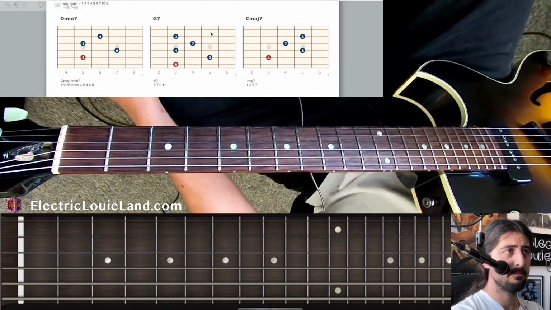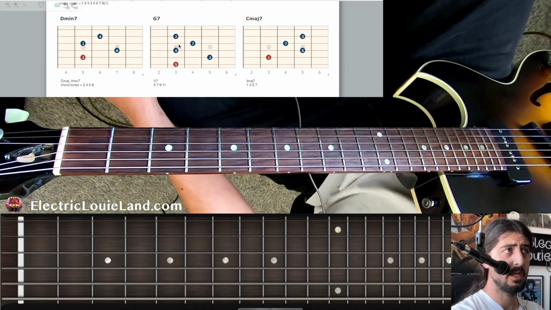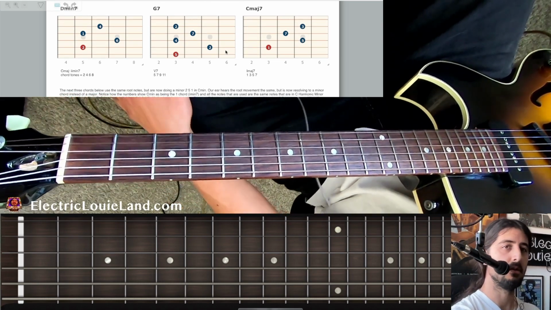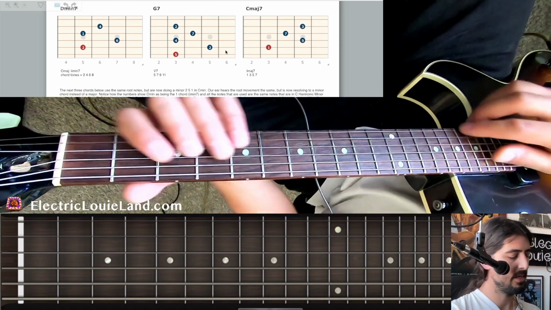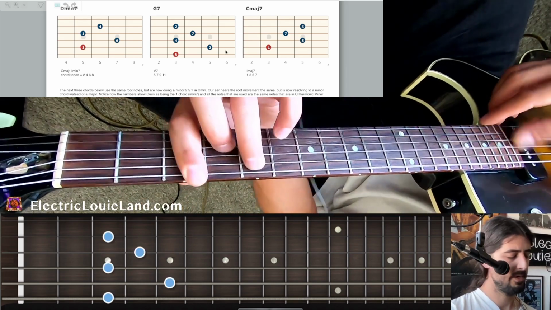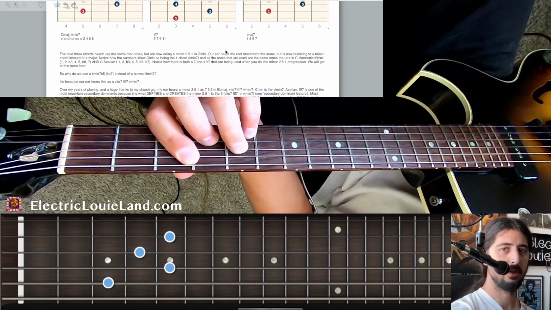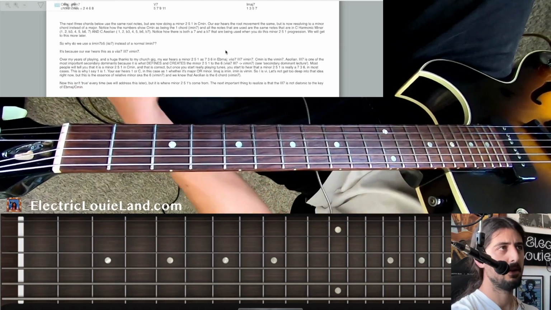Remember, 2 5 1s are diatonic to our key. It's the 2, the 5, and the 1. So there it is in C. We do D minor, G7, C major. Okay, but how do you make it minor?